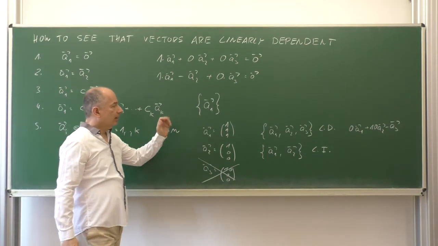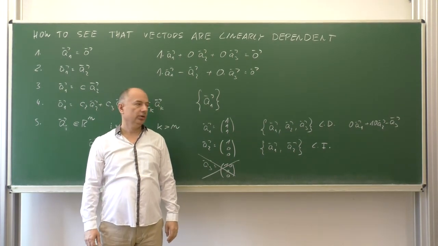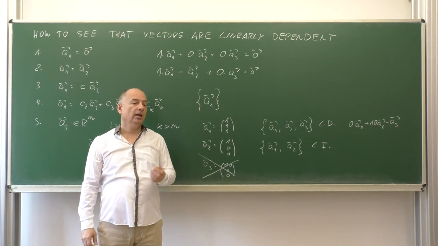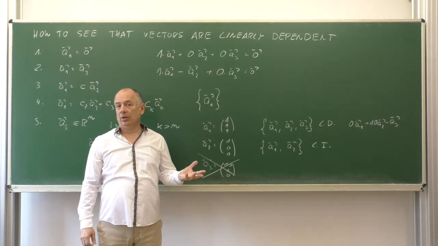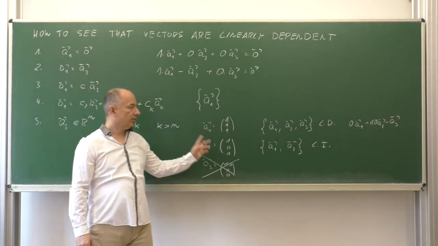Well, linearly dependent and independent vectors is a very important notion because it will help us to decide whether a system of equations has a solution or not and how many solutions. We will see this later.